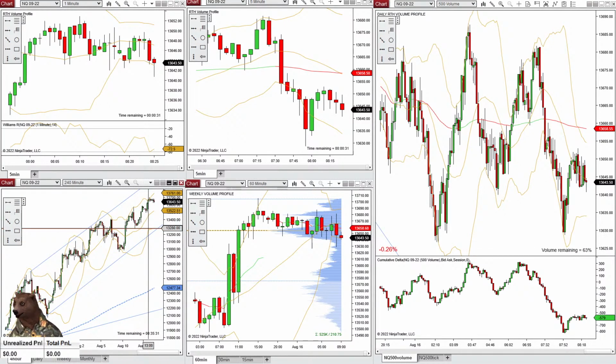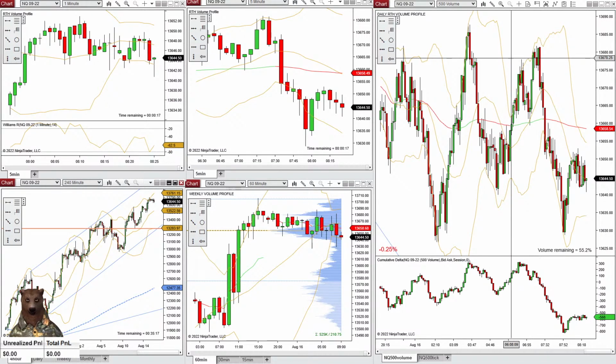So I think that this level would be a real big area for it, but that's points away. 350 points away. I don't know. That's like a full day's range on it. We would have to have a really bearish day, I feel like, for it to come down there. I don't think that's in play today.